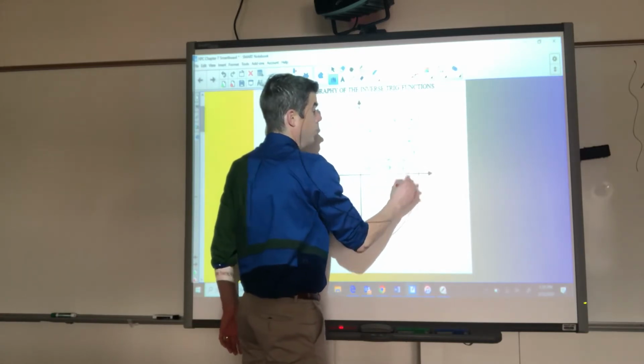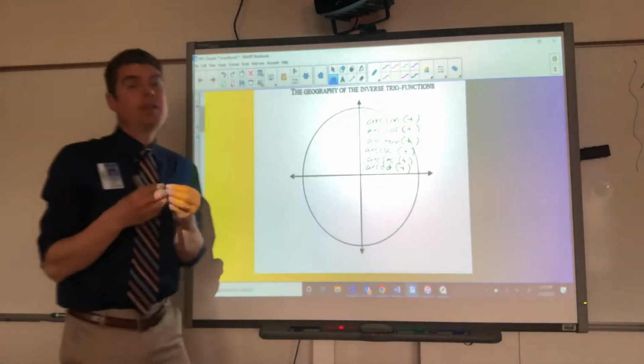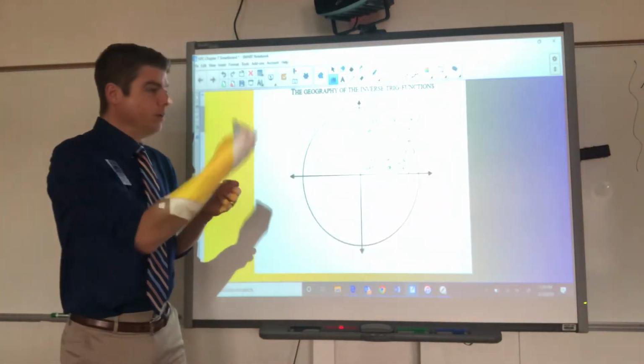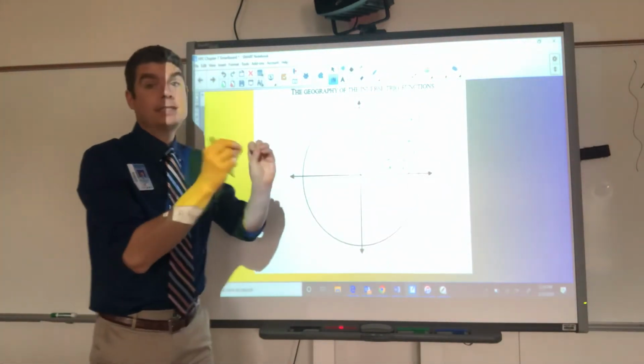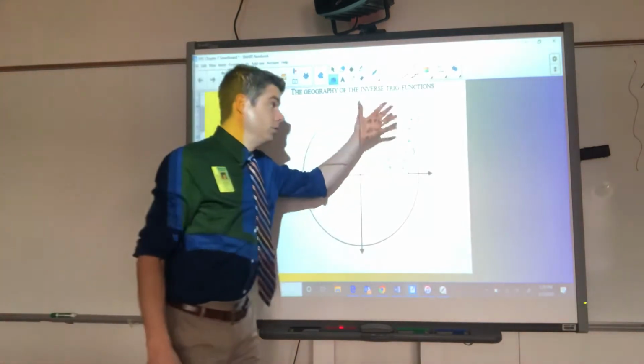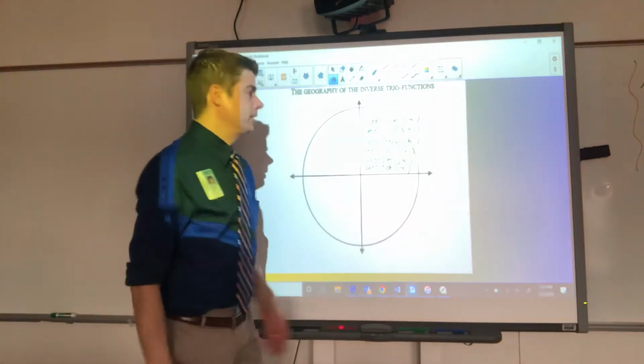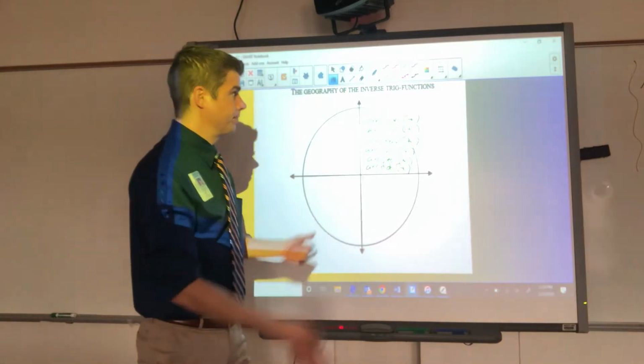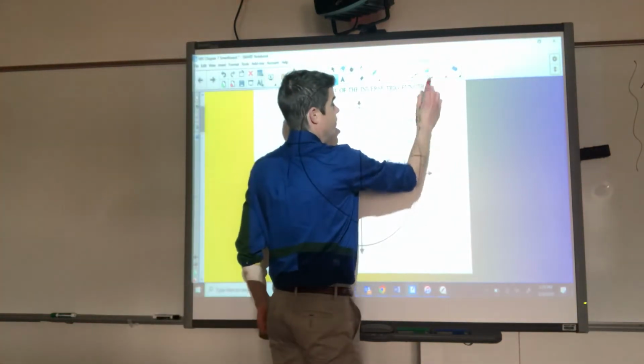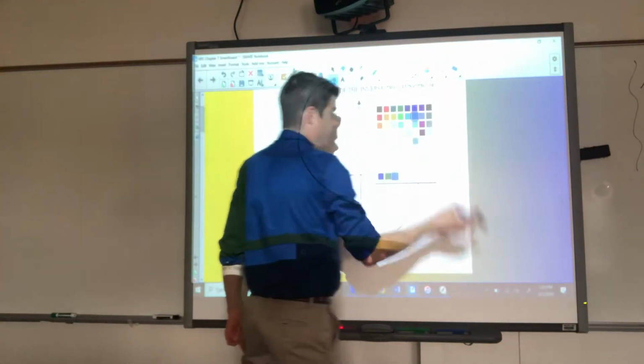Okay, so when you are given a positive trig ratio and you're asked to find what angle has that ratio, then it's in quadrant 1. That's easy. Everything's positive goes into quadrant 1. Now, if you have a negative ratio, then we split.